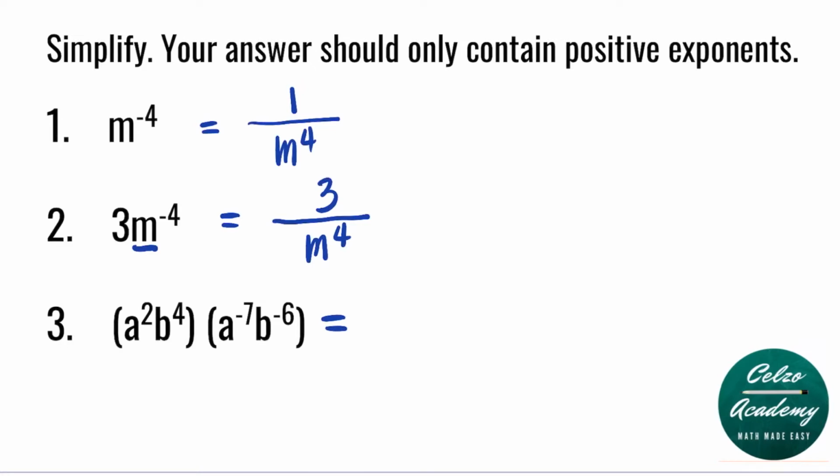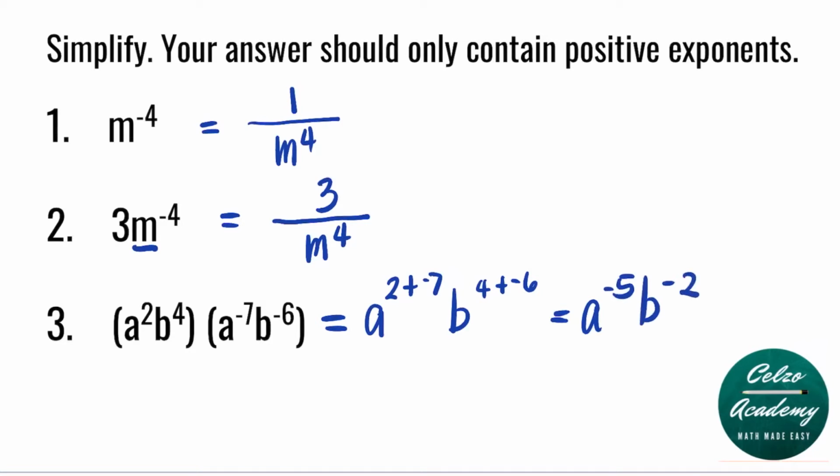Question number 3. The quantity a squared b to the 4th times the quantity a to the negative 7 b to the power of negative 6. First thing that we need to do is use the product rule in multiplying a squared and a to the negative 7. So for the variable a, we need to add first the powers 2 and negative 7. For the b, we need to add the powers 4 and negative 6. Simplifying this, we will have a to the power of negative 5, b to the power of negative 2.